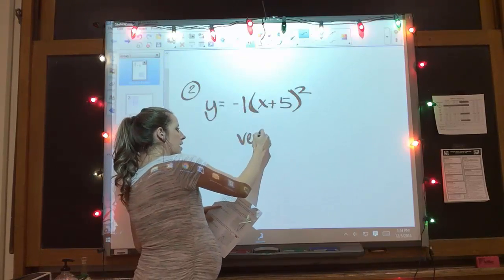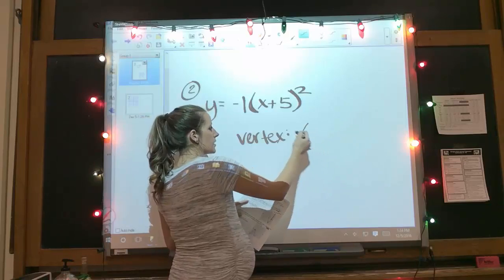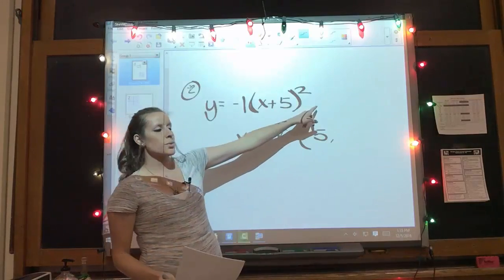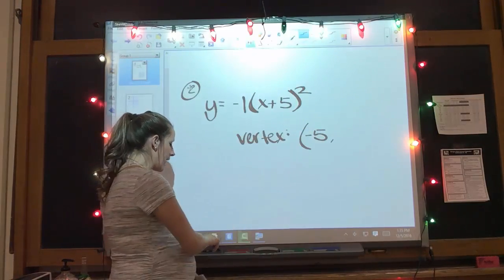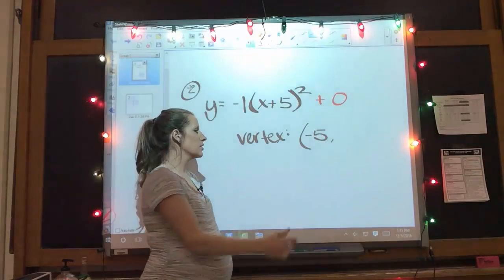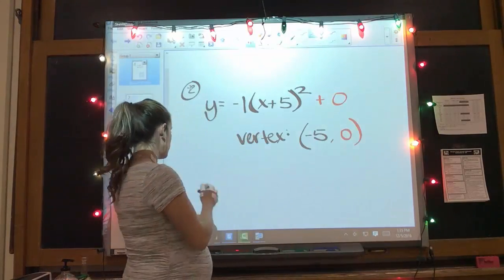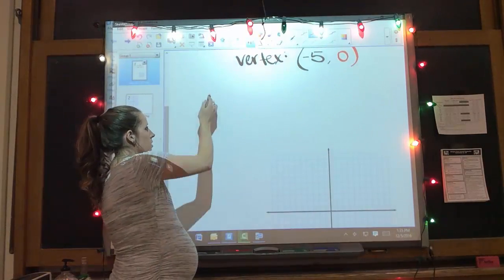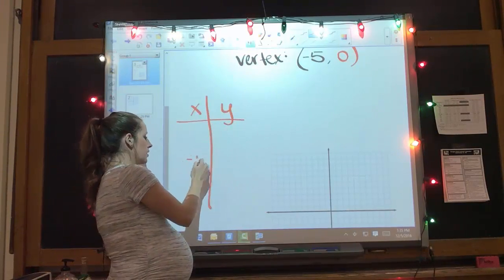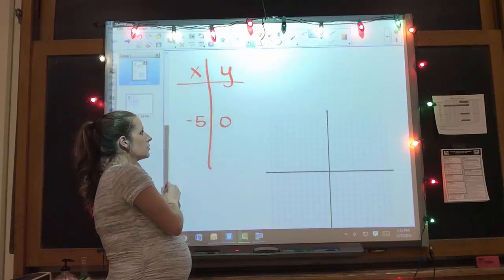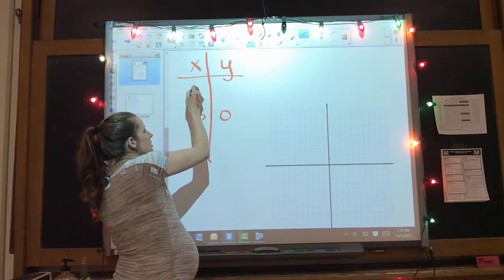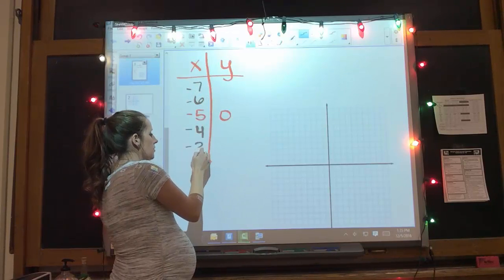So we need to find our vertex. Remember, your vertex x is the opposite of what's inside the parentheses, so it would be -5. And your y is what's at the end. Now on this one, we don't have anything at the end, and so it's almost like saying plus 0 at the end. So it's (-5, 0). So on our table, we want that vertex to be your middle point, (-5, 0). And we're going to find some points around that. So we need to find when x is -6, -7, -4, -3.